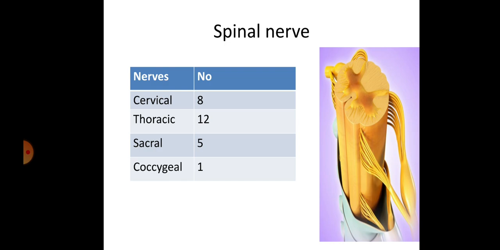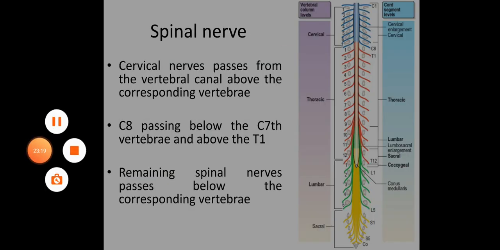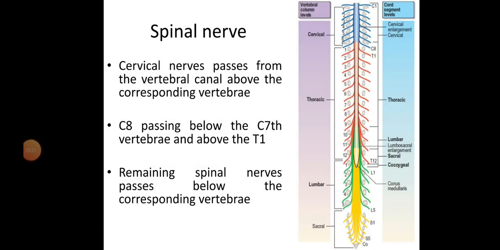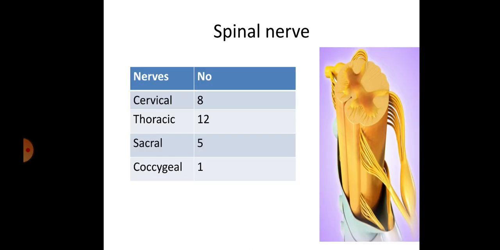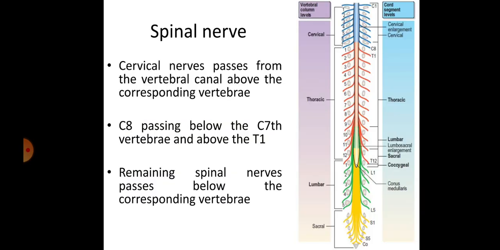Next we are going to discuss spinal nerves attached to the spinal cord. See, the total number of spinal nerves is 31 pairs. Among the 31 pairs, 8 are present in the cervical region, 12 in the thoracic, 5 in the sacral, and 1 in the coccygeal. In this section, we are going to cover the spinal nerves in detail. The spinal nerves are 8 cervical, 12 thoracic, 5 sacral and 1 coccygeal.